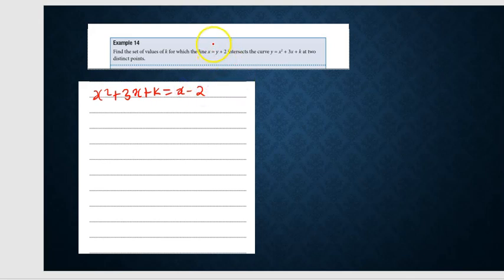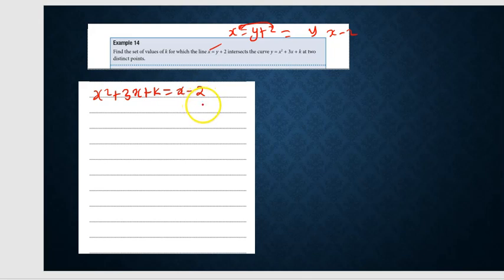Even though here you have x equal to y plus 2, you need to represent all the equation in terms of x. So our y, therefore, in this case, is going to be x minus 2, taking this 2 to the other side becomes negative. So x squared plus 3x plus k is equal to x minus 2.